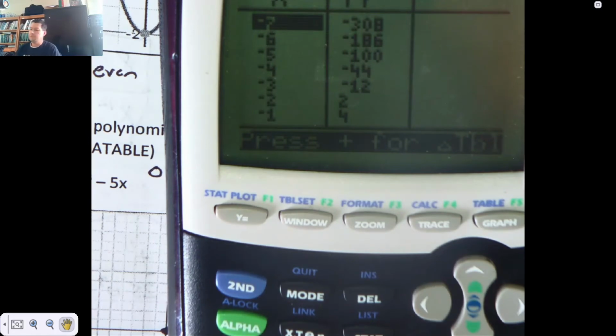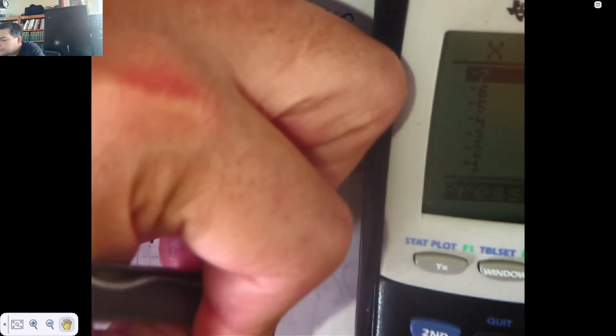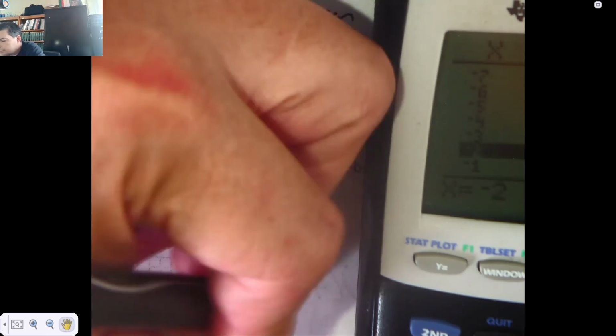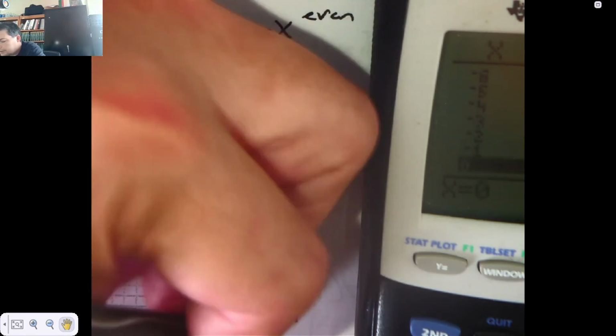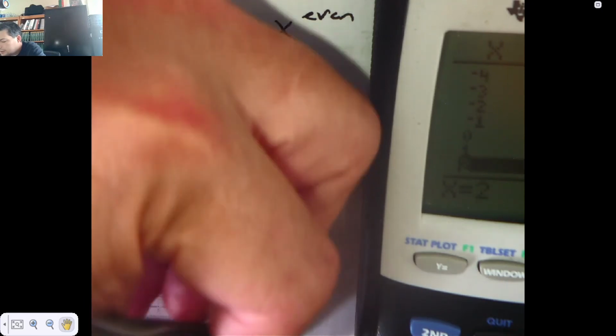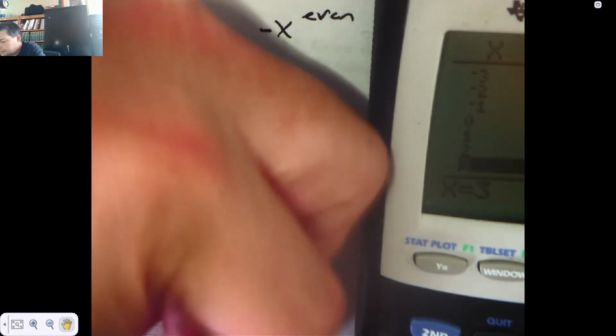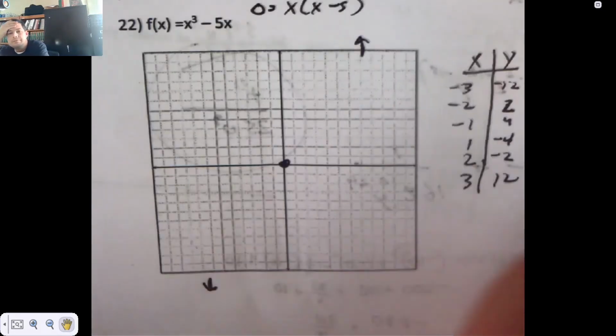Anyways, there's some numbers I can plug in. This thing goes from 3, 6, 9. Oh, cool. It goes all the way up to 12 and down to 12. So I can actually grab this: negative 3, negative 12; negative 2, 2; negative 1, 4; 0, 0; 1, -4; 2, -2; and 3, 12. There's a whole bunch of good points grabbed straight out of a TI-84.